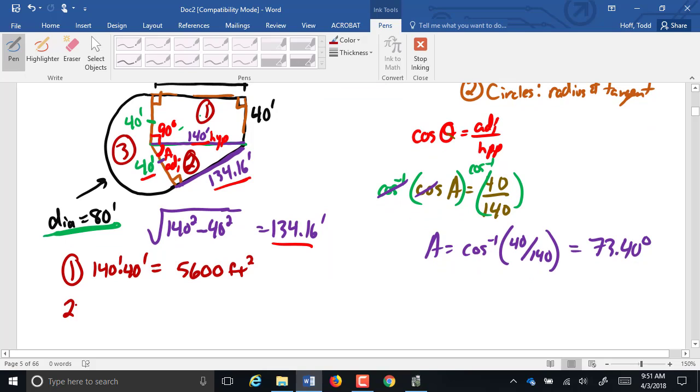Section 2 is a triangle. How do I find its area? Which two sides? Which are? There we go. That's why I needed the 134.16. 40 feet times 134.16 divided by 2 because it's a triangle. 2,683.2 square feet. Look correct?